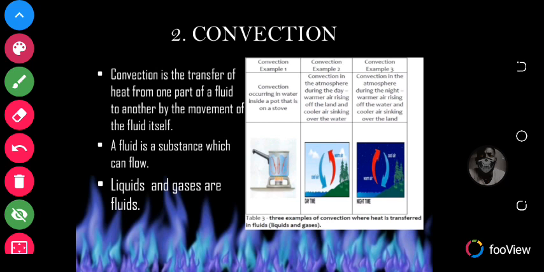Let's look at another: convection in the atmosphere during the night. Warmer air rises off the water and the cooler air sinks over the land. Okay, so convection simply is the transfer of heat from one part of a fluid to another by the movement of the fluid itself. And fluids are liquids and gases.